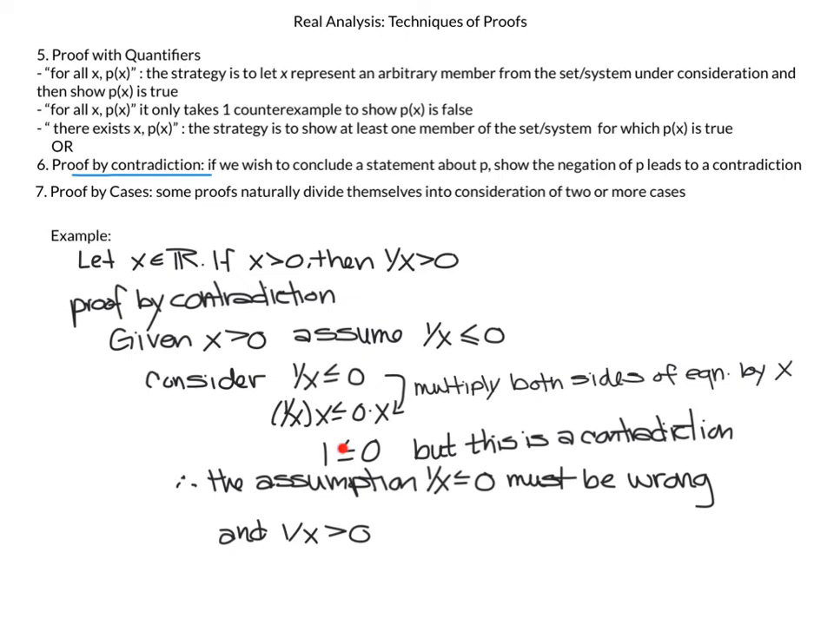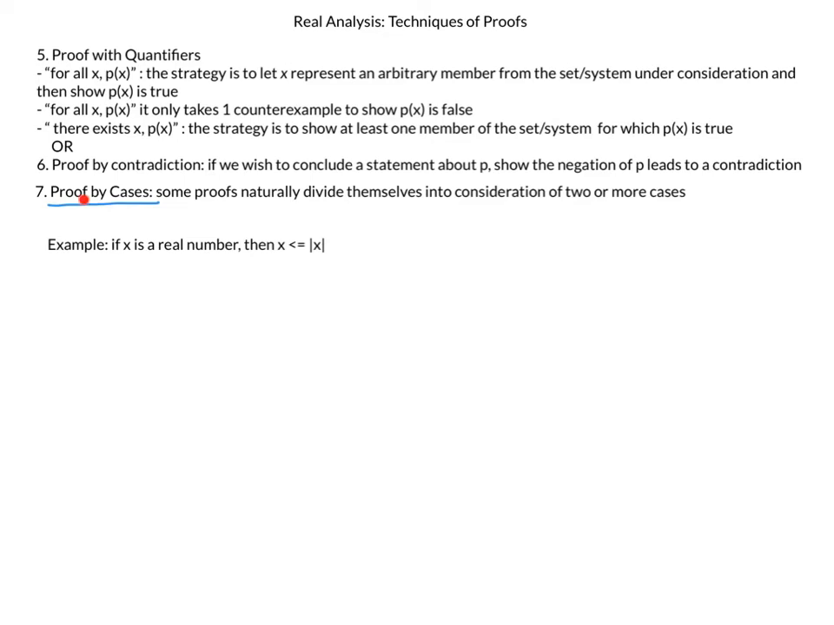So since we come to a contradiction, that must mean our assumption here was wrong, which means the opposite must be true. 1 over x must be greater than 0. Next, we have an example of proof by cases. So if x is a real number, then x is less than or equal to the absolute value of x.